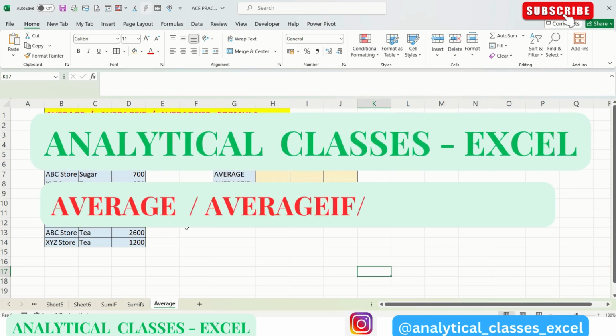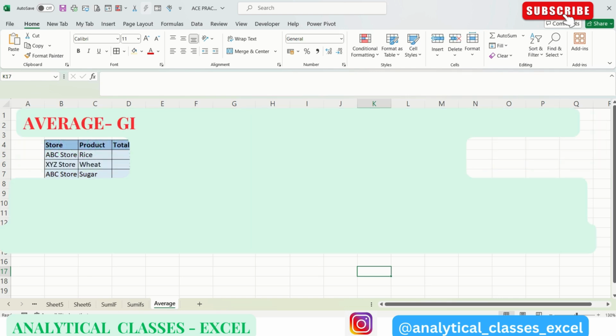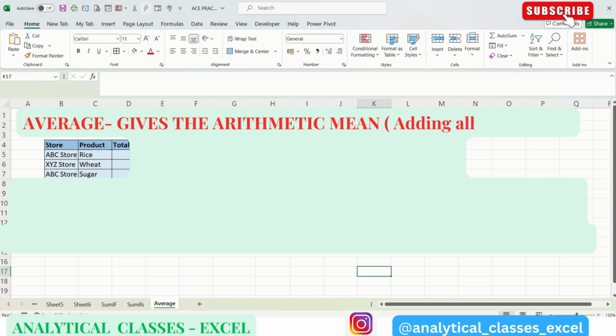Today's video is about AVERAGE, AVERAGEIF and AVERAGEIFS. We are going to see the usage of these three formulas in Excel today. So this is our data in which we are going to see. So let's see what is average.